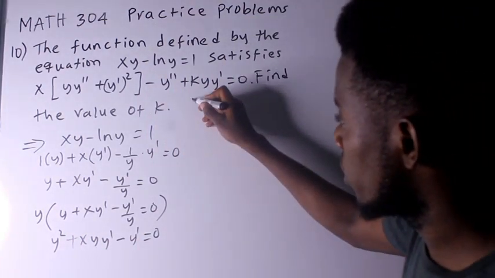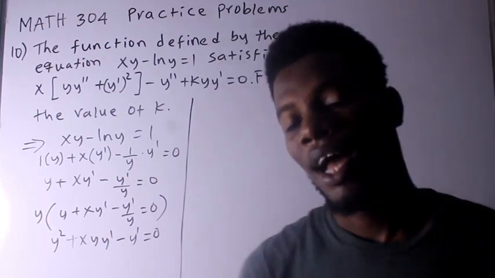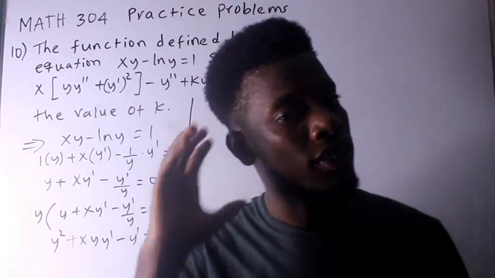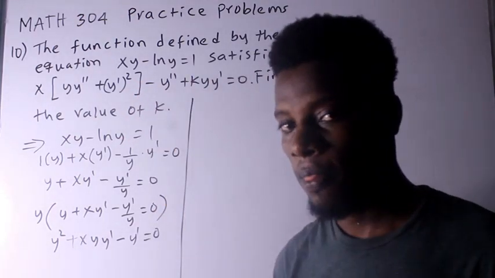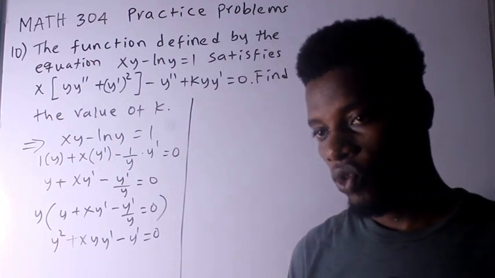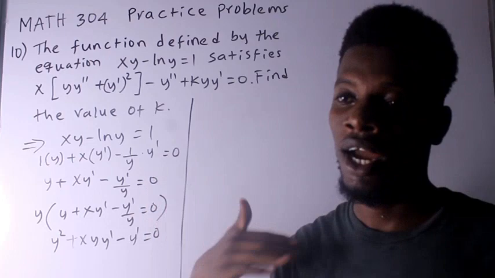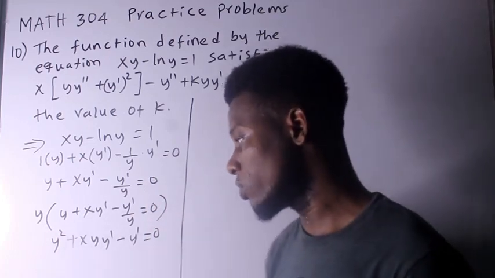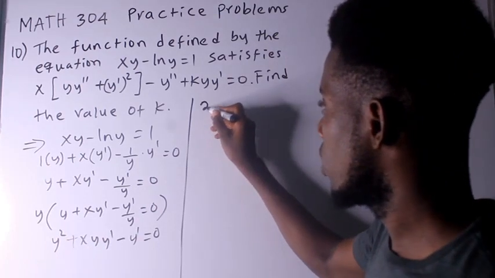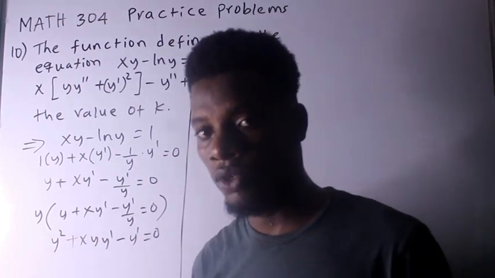Once we have that, we can move on to differentiate for the second time, because as I said, the differential equation given has the second derivative as the highest order. So differentiate for the second time. Differentiating y squared gives 2y y prime: power times coefficient, and then we use the chain rule.